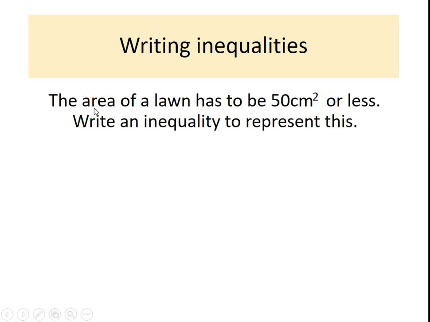So another example, the area of a lawn has to be 50 centimetres squared or less. Write an inequality to represent this. So this looks confusing because you've got 50 centimetres squared, but really we're just looking at the number 50. It says the area of the lawn, now we're not given a letter, we'll call that x, is less than or equal to, because it can be 50 centimetres or less, so it's going to be equal to or less than 50.